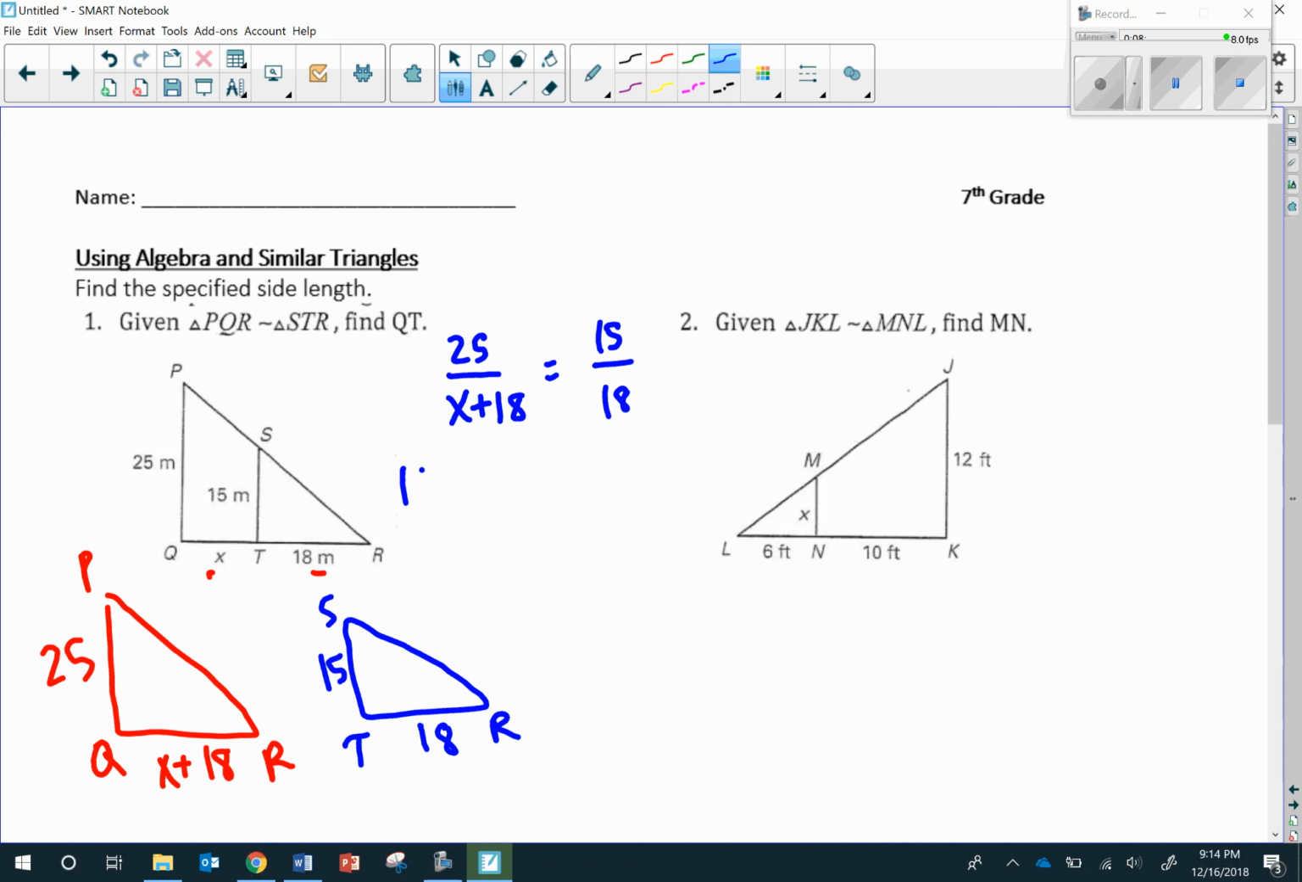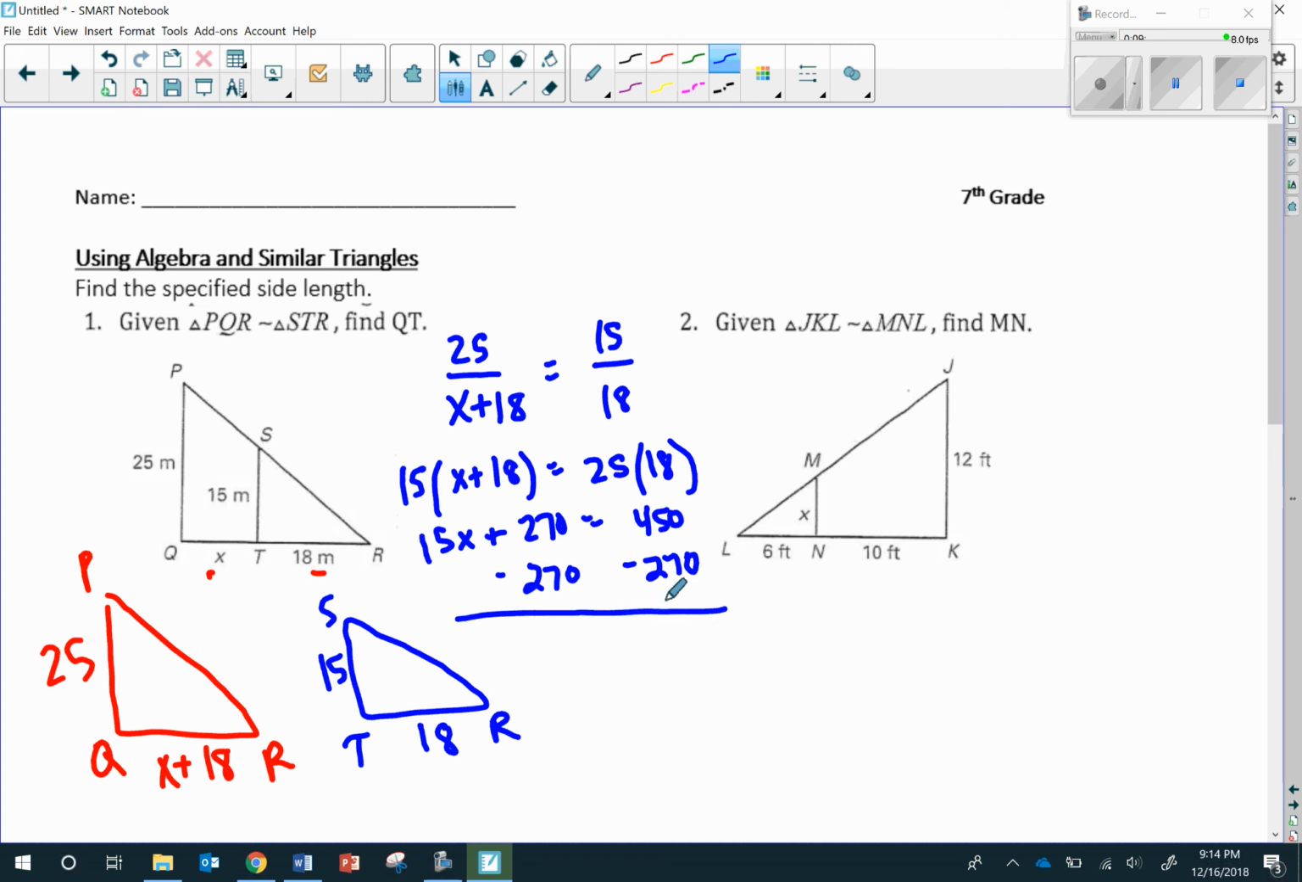So I'm going to say 15 times the quantity of x plus 18 equals 25 times 18. When I do the math and use the distributive property, I get 15x plus 270 equals 450. I now have a two-step equation that I know you know how to solve. Subtract 270 from both sides. You're left with 15x equals 180. Divide both sides by 15. And x does in fact equal 12 meters. So the side QT equals 12 meters.